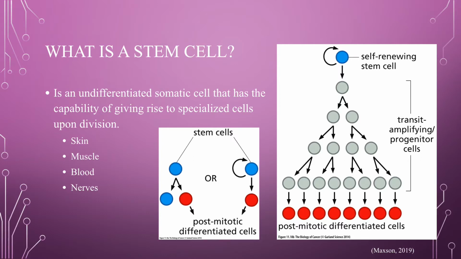There are different levels of potency that stem cells are categorized in, such as pluripotent, multipotent, and totipotent, which all have different capabilities in the body to replenish damaged or dying cells.